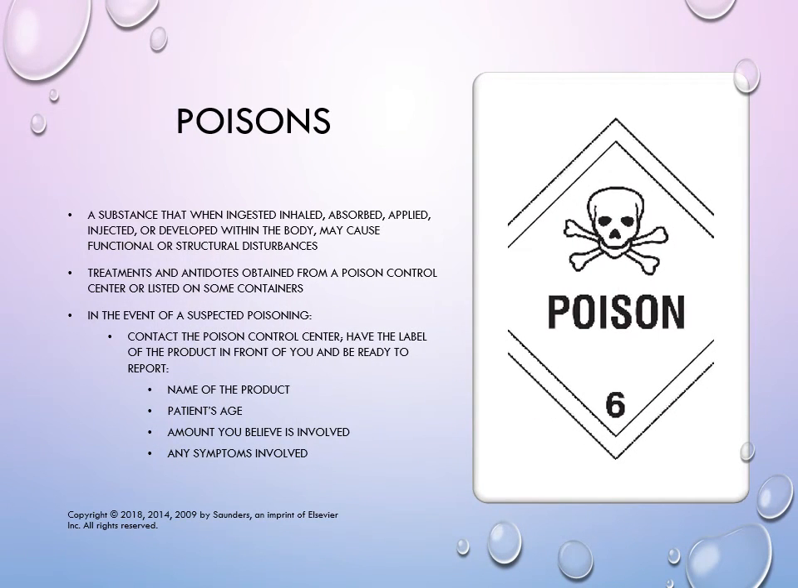So poison is a substance that, when it is ingested, inhaled, absorbed, applied, injected, or developed within the body, may cause functional or structural disturbances. Some poisons do not have antidotes or treatments. Treatments and antidotes obtained from a poison control center are listed on some containers.